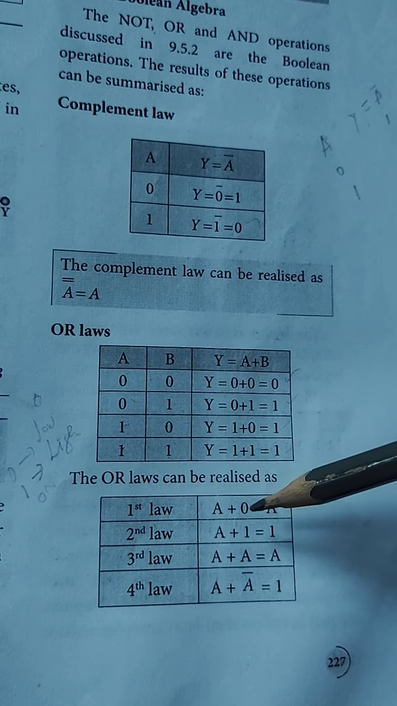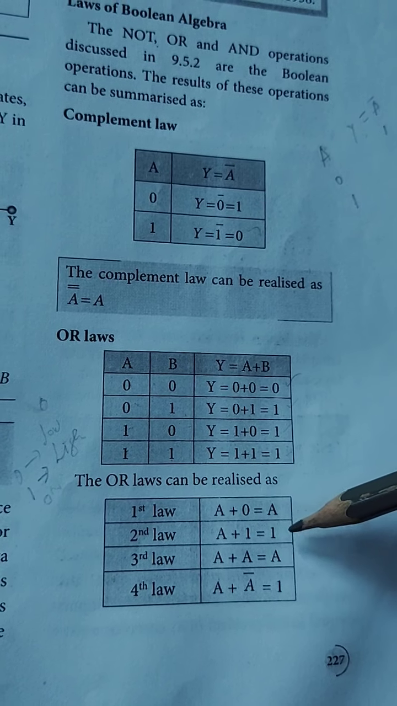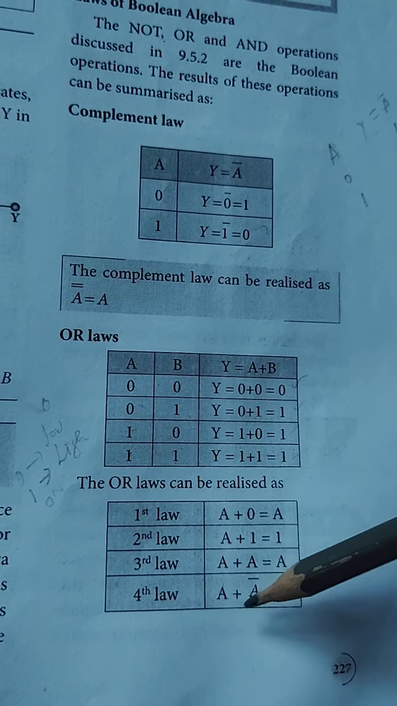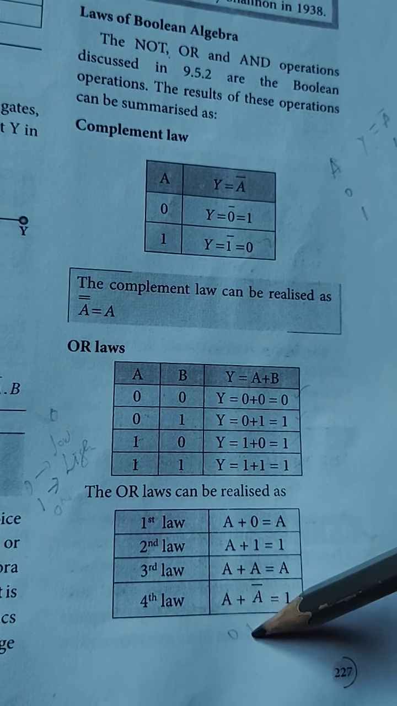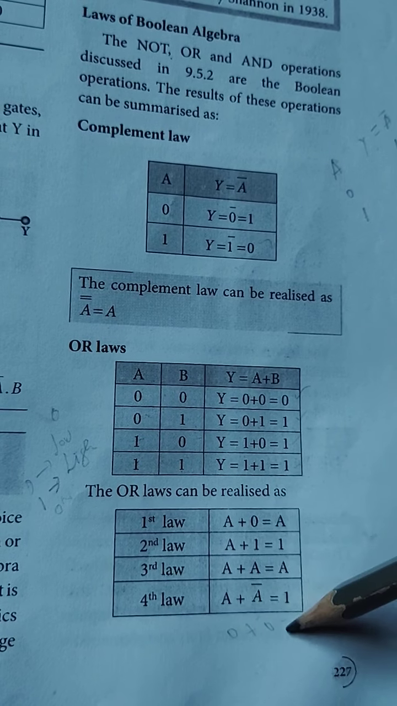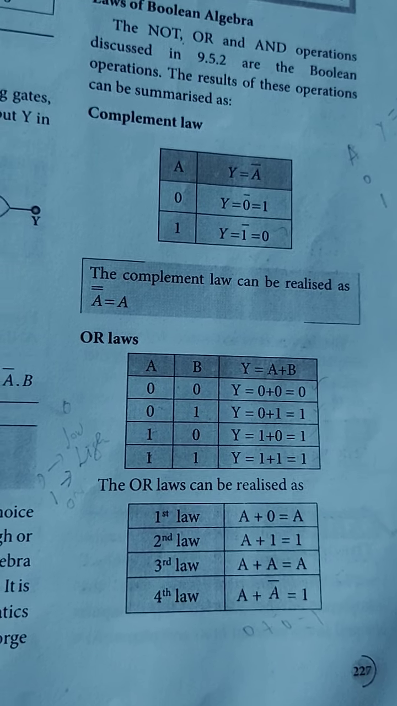So this tells us A plus 0 equals A, A plus 1 equals 1, and A plus A equals A. A plus A bar equals 1, because if we provide 0, then 0 bar equals 1. This is the fourth law.